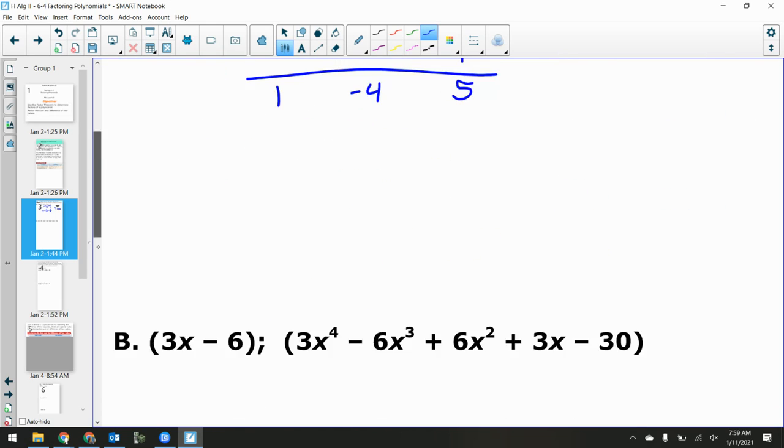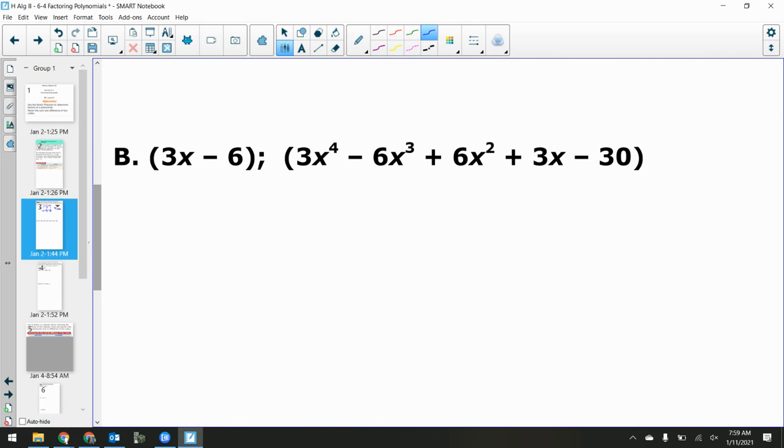Okay? Well, let's check this one. That's not so easy to tell, is it? That's not very easy to tell if it's going to be a factor right away. So let's run synthetic division. What number goes in the box? 2, right? Because we would say 3x minus 6 equals 0. Add the 6, divide by 3. X equals 2. So 2 goes in the box.